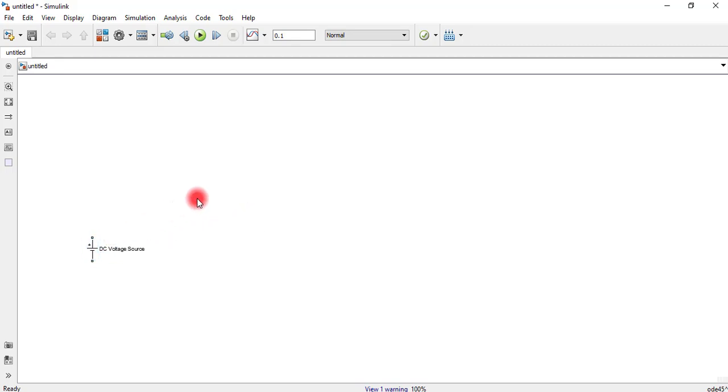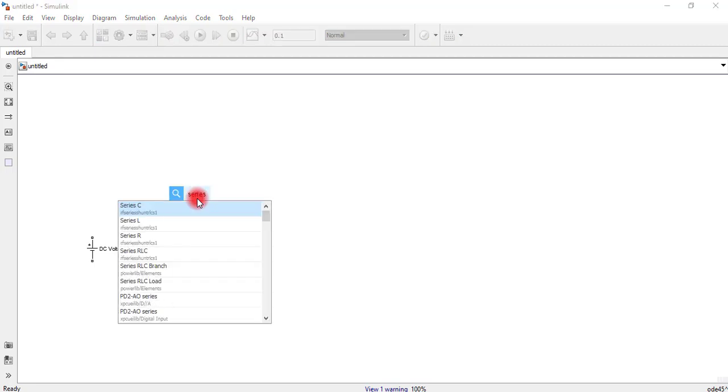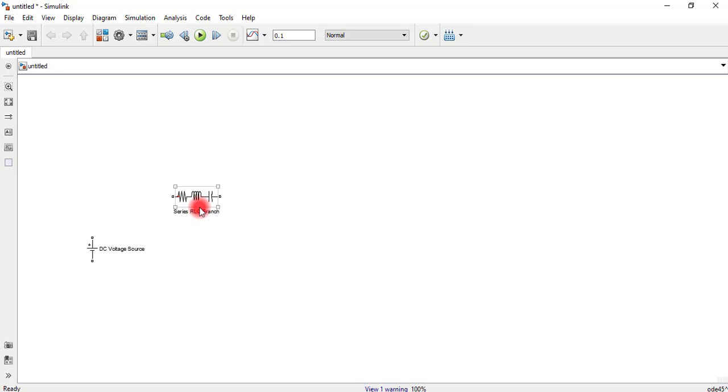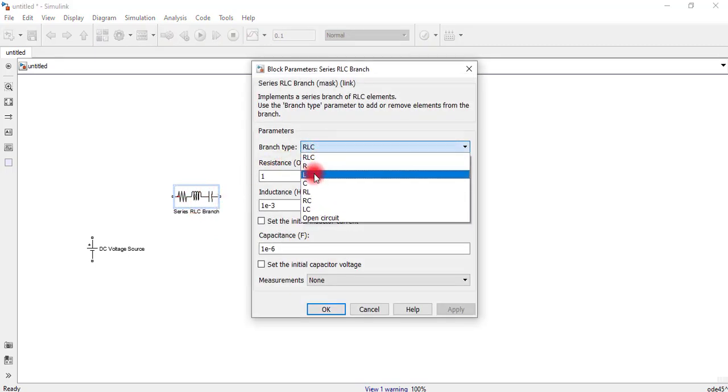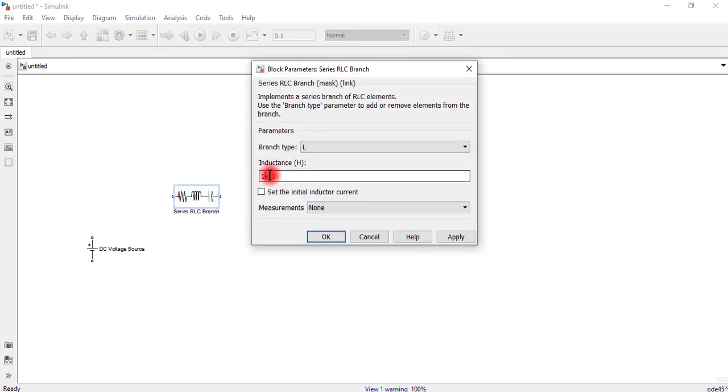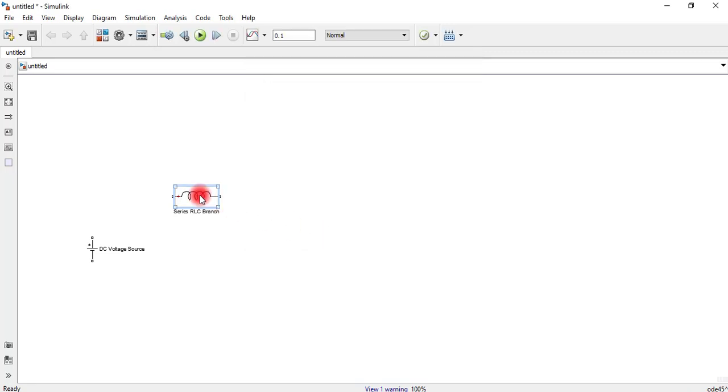Now I need one inductor. So for inductor I am bringing series RLC branch. Okay, let's change it to inductor, and the inductance value is 70 microhenry. Now copy this one and paste it for the future use. Okay, we will use it later. After that, this is my inductor.